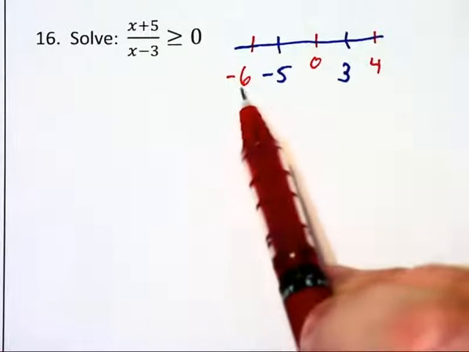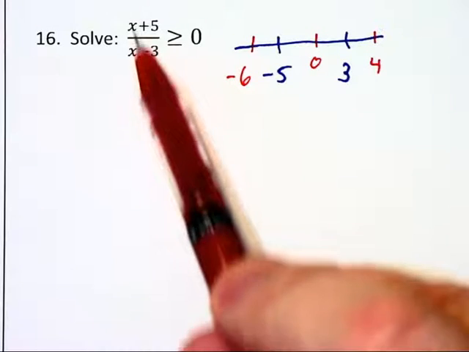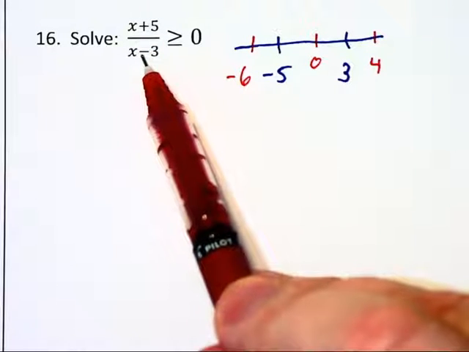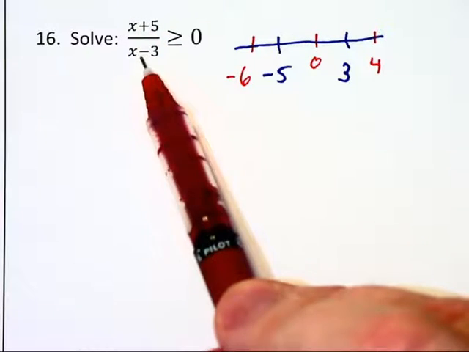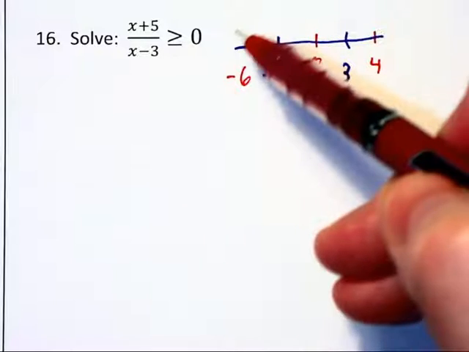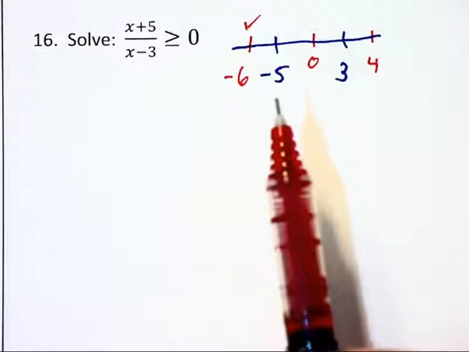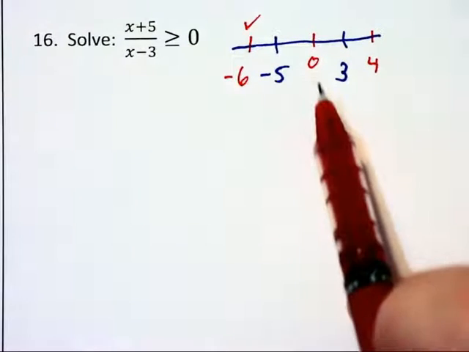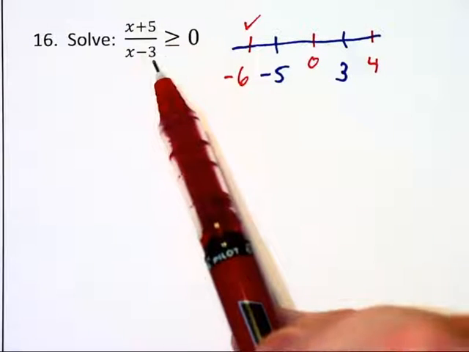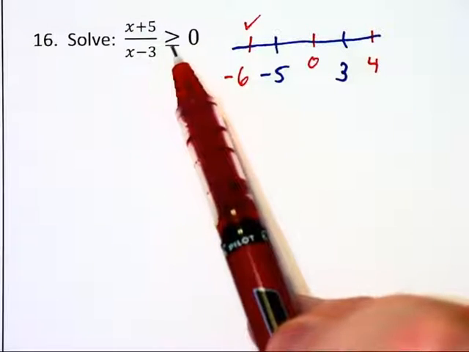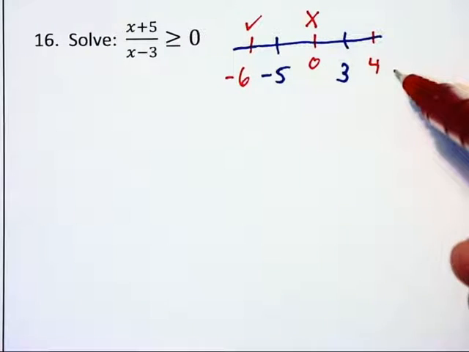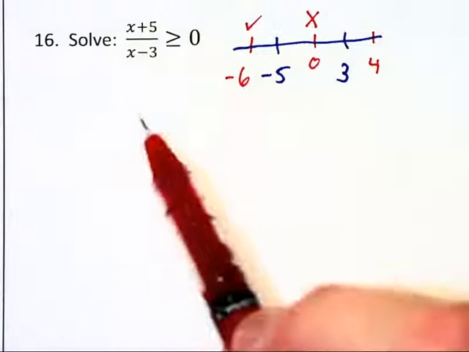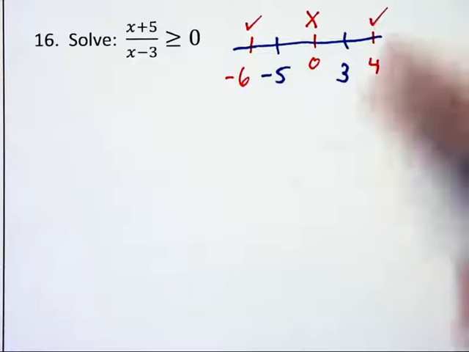When I substitute -6 in, both the numerator and the denominator are negative. We get -1 over -9. And the quotient of negatives is positive, which is greater than 0. And so, yes, -6 does work in the inequality. When I substitute 0 in, I get 5 over -3, which is negative, which is not greater than or equal to 0, so 0 does not work. And 4, when plugged in, will give me 9 over 1, which is positive, and be part of our solution set.